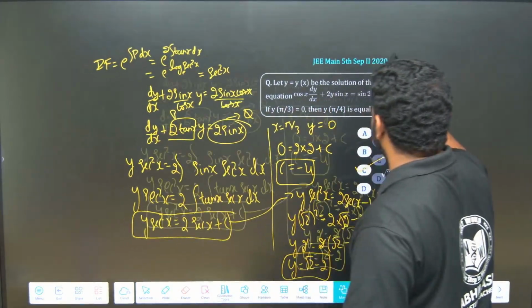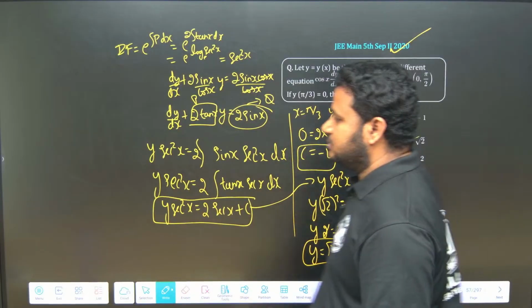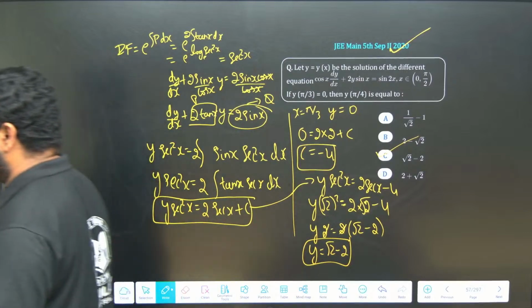JEE Main 2020 question. That is what we have solved now. Clear? This is how we have to solve this question.